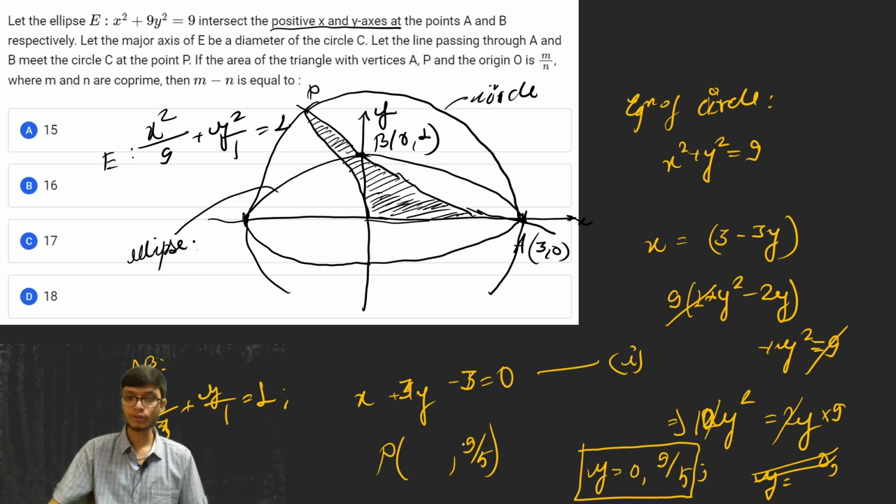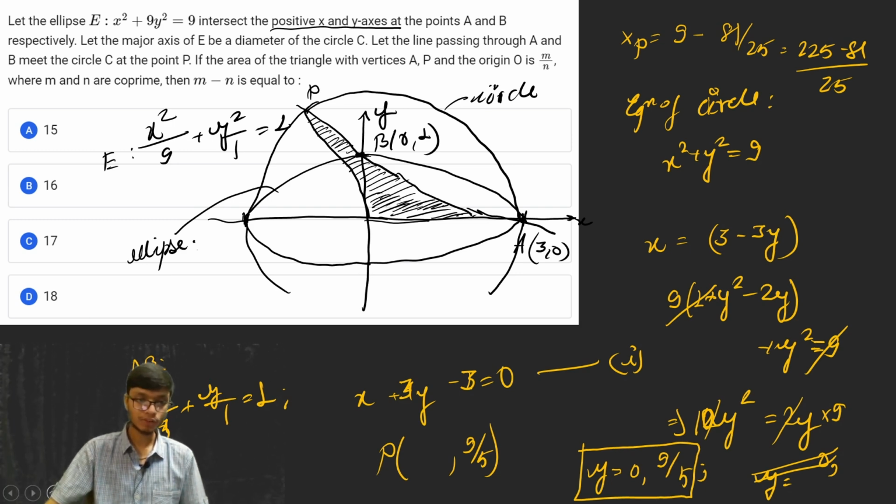So with the y coordinate 9 by 5, you can definitely find the x coordinate of point P. The x coordinate of point P is equal to 9 minus 81 by 25, which is 225 minus 81 by 25. But I don't need this, because in the problem I have to find the area of the triangle A, P and O. So the y coordinate will form the height of the triangle, and the x coordinate will form the base. Okay, I do need it.